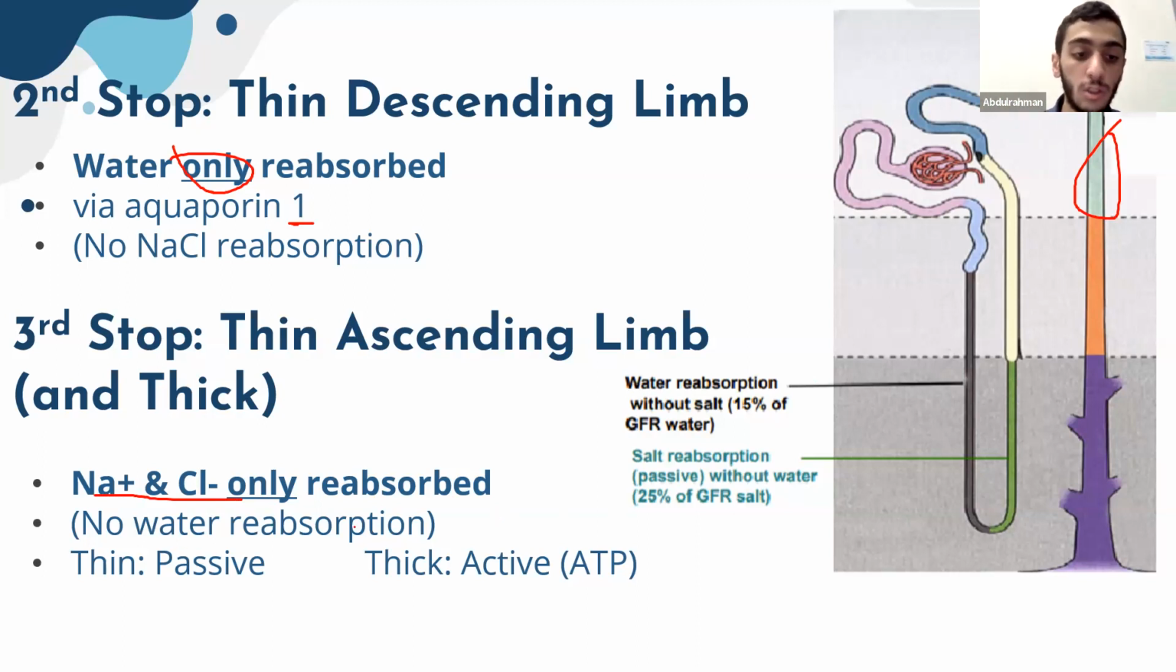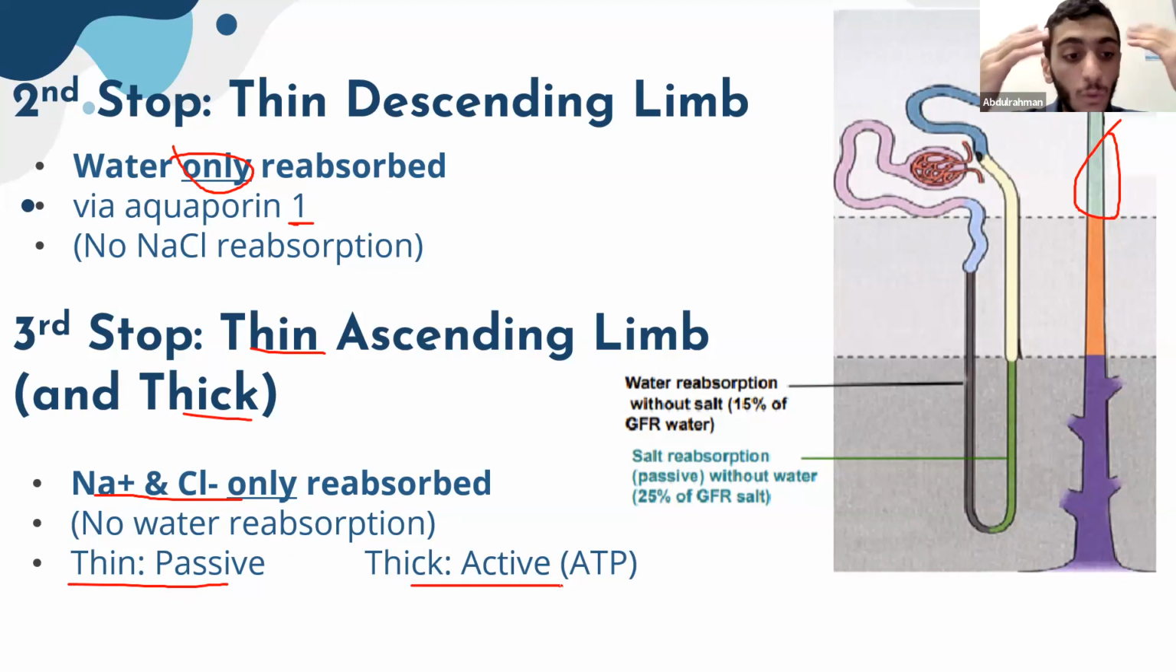And since there is no water reabsorption, okay, so that's it, okay? So the difference between the thin and the thick part of the ascending limb is that the thin part allows for passive transport, and the thick part allows for active transport, so using ATP. Okay, so how do you guys want to remember it? Or like, how do you remember that the descending limb is taking out the water only?